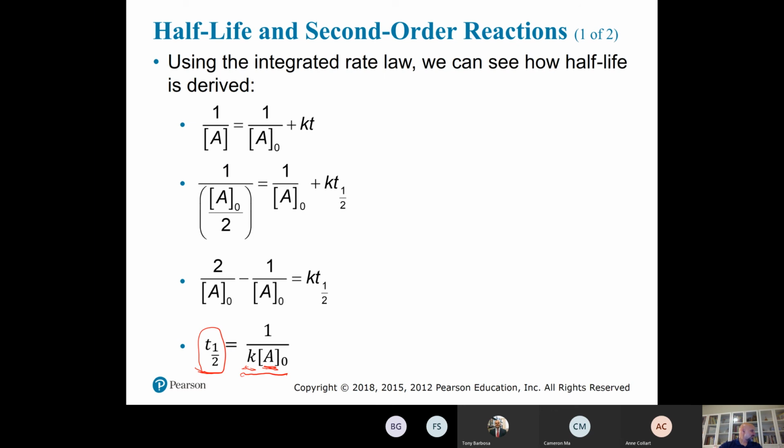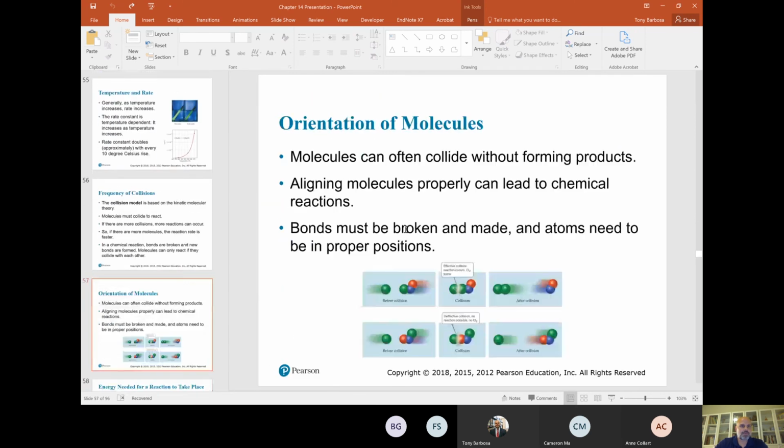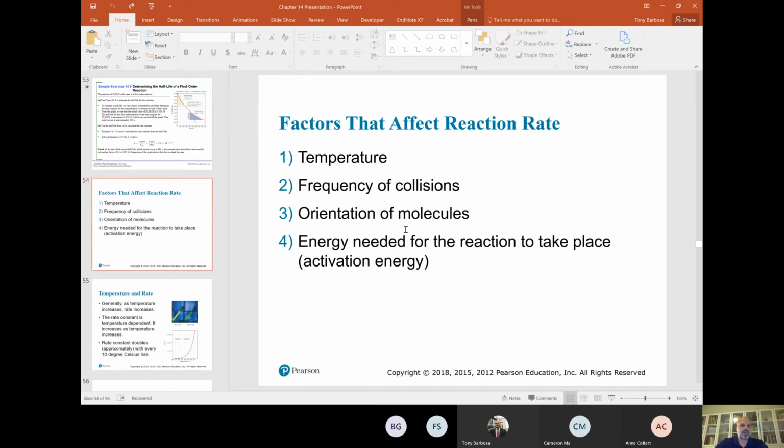Yes, Freddie, you should have an idea, even if it's not on the exam, you should definitely know what factors affect reaction rate. Increasing temperature makes it go faster, right? Let's see, where are they? Oh, there we go. You have your temperature, you have your frequency of collisions, orientation of molecules, right?